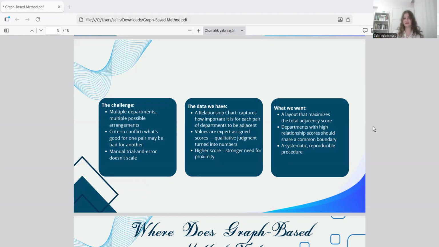And what we want is a layout that maximizes the total adjacency score, and we want departments with high relationship scores to share a common boundary, and we want a systematic, reproducible procedure.